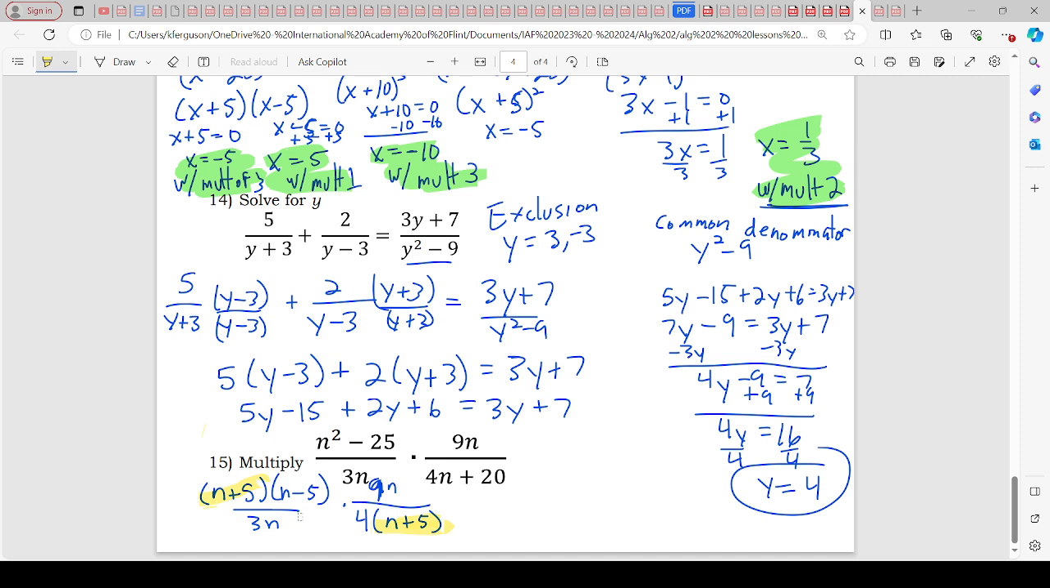And now right here, I can cross cancel too. I can cross cancel out the n's because I got an n on top and an n on bottom. I've got 9 on the top and 3 on the bottom. I can divide both of those by 3.